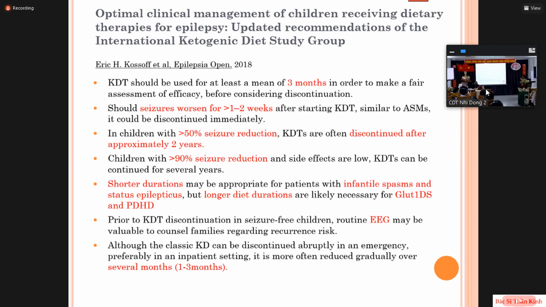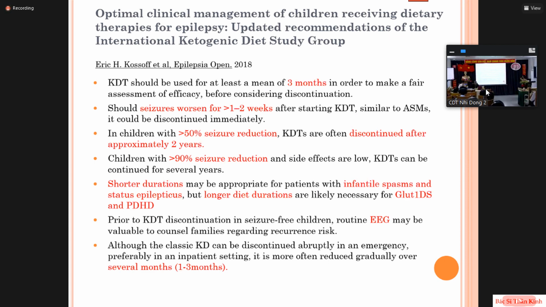So this is again a study done to see the optimal clinical management of children receiving the dietary therapies for epilepsy. So these are the updated recommendations. Eric Kossoff and even Dr. Nathan and other neurologists and dietitians were part of this. So the ketogenic diet should be used for at least a mean of 3 months in order to make a fair assessment of efficacy. Should seizures worsen for more than 1 to 2 weeks after starting the ketogenic diet, similar to anti-seizure medications, it should be discontinued immediately.